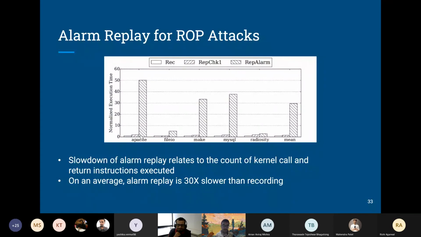If you were to observe this, for some benchmarks it's even 50 times what recording or replaying was like, while for others it's maybe in the 30s or 20s on average. So alarm replay is quite slow. However, since there are only very few false alarms, the slowdown does not affect our overall execution that much.